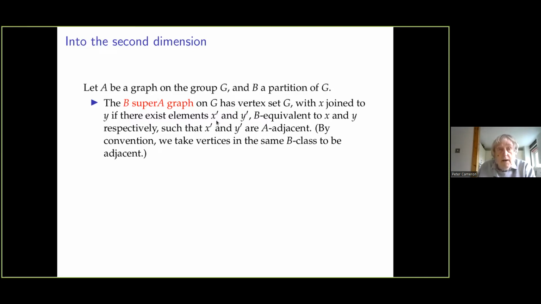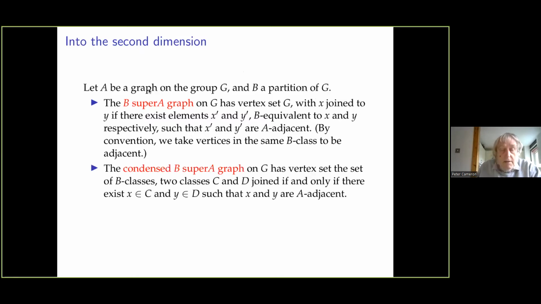So now we have, if you like, a two-dimensional hierarchy, because we can vary the graph through the hierarchy we just talked about. We can vary the partition; there are various partitions that we might take. But there's another graph.